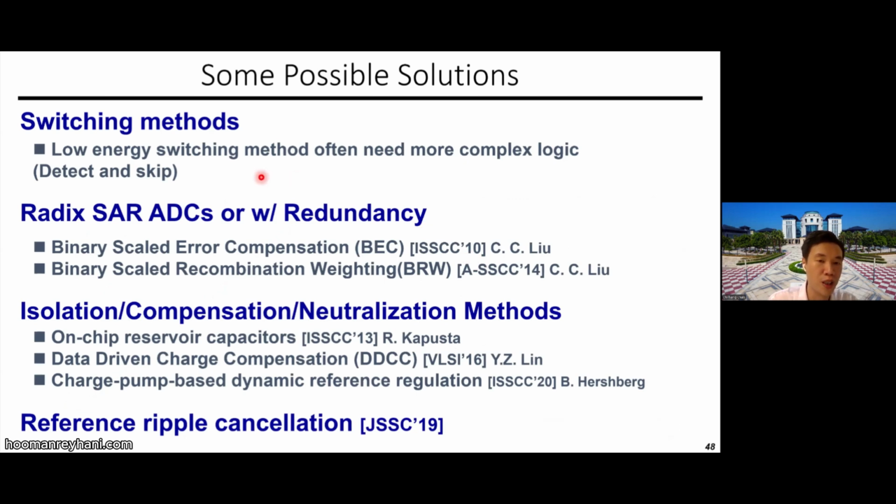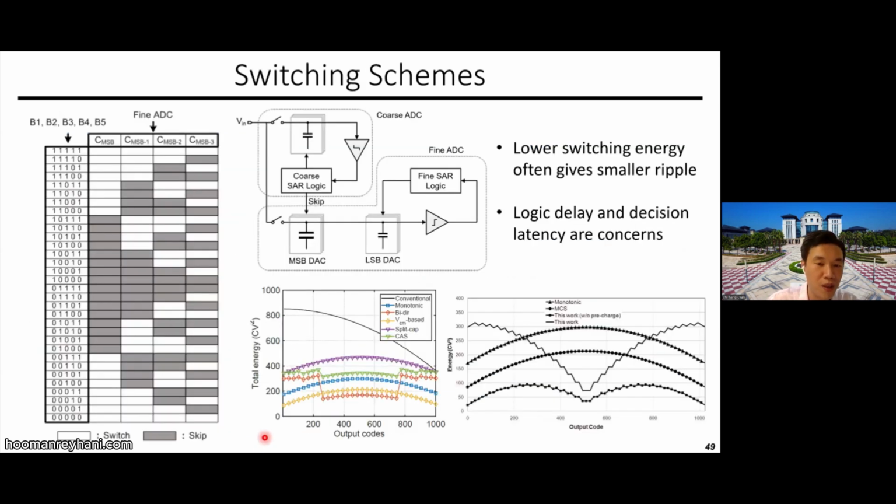Well, there are some methods to solve the reference voltage ripple problem. First of all is the switching, and second is what we introduce, the radix or redundancy over the conversion. The next one is to do some isolation or compensation, neutralization, so that you make the ripple smaller. And finally, there's a cancellation method I would like to introduce. So let's do it one by one. So here is a switching method that can reduce the reference ripple.